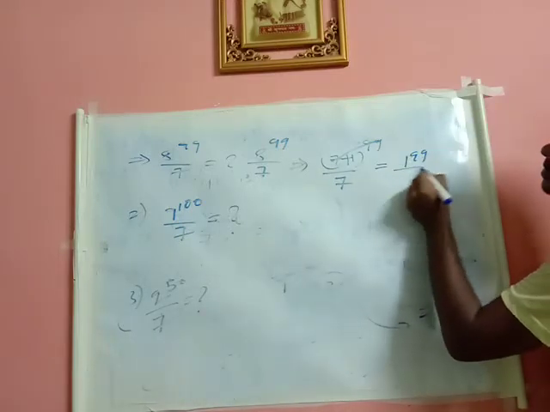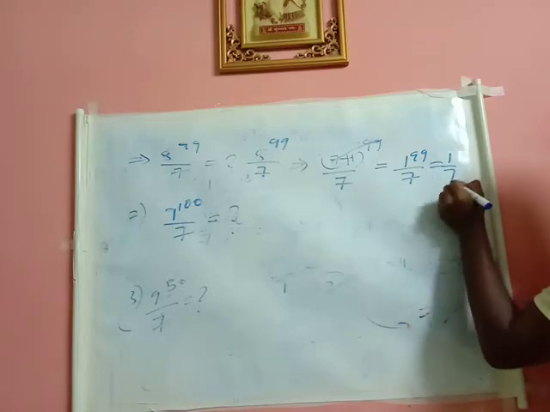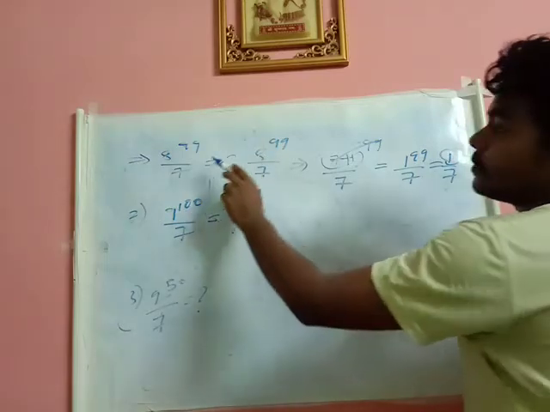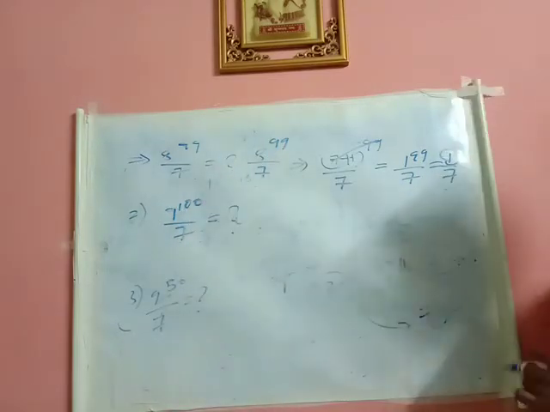1 power 99 by 7. What is 1 power 99? It is 1. So 1 by 7, so 1 is the remainder of 8 power 99 divided by 7. So when 8 power 99 is divided by 7, the remainder is 1.